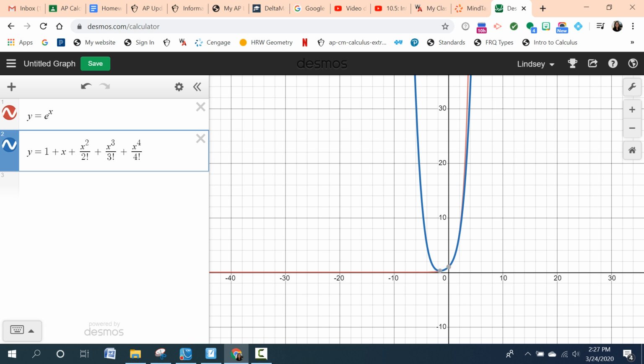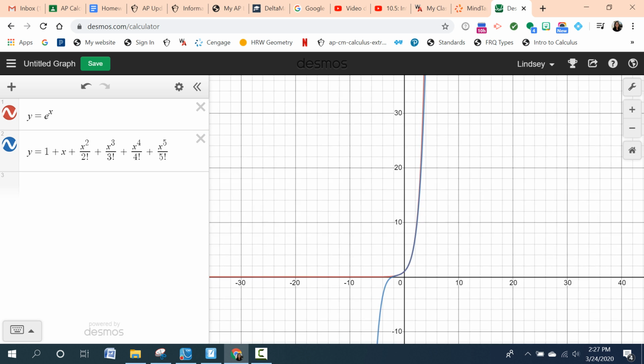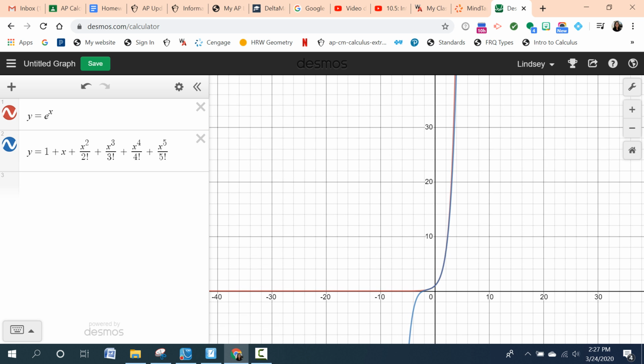If I did another one, it'd be x to the 5th over 5 factorial, right? And so that one seems to be doing a little bit better. You see it veers off as I get up here, but this is a good approximation, and I'd imagine that if I could keep going out, it would get better and better and better.